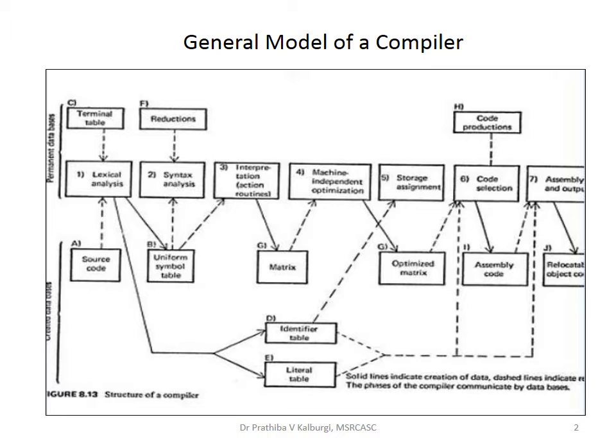Coming to the machine independent optimization, we have the matrices which are created during the optimization phase, and the identifier table as well as the literal table are specified with respect to how the storage assignment is made during the allocation of tokens. Then coming to the code selection, this deals with how the code is assembled so that it can be sent through the assembler to the loader in order to execute your program.